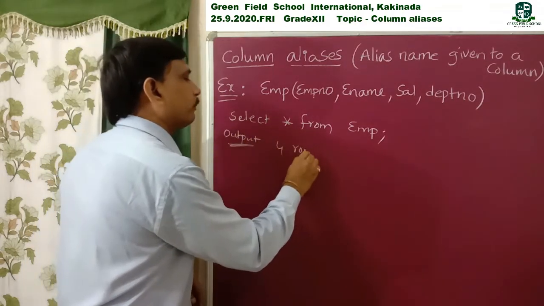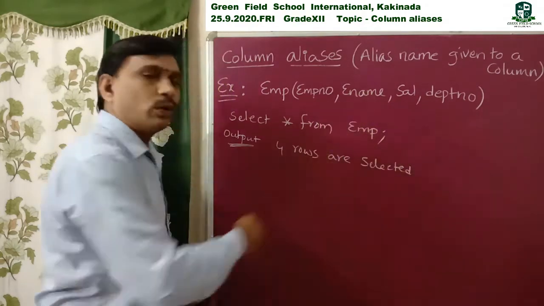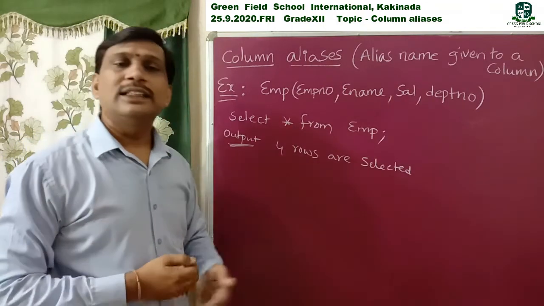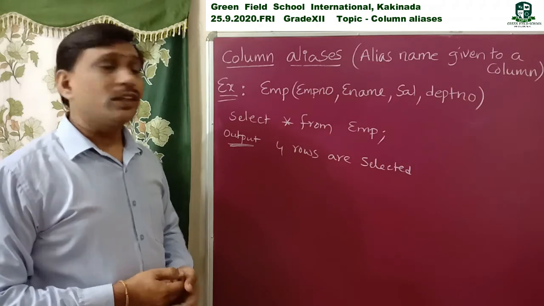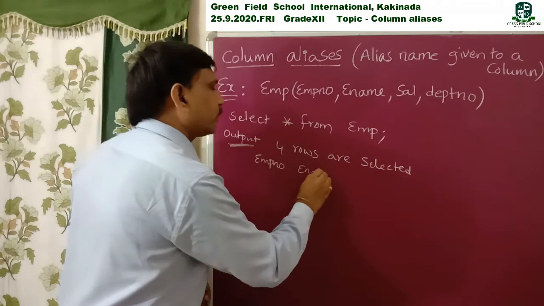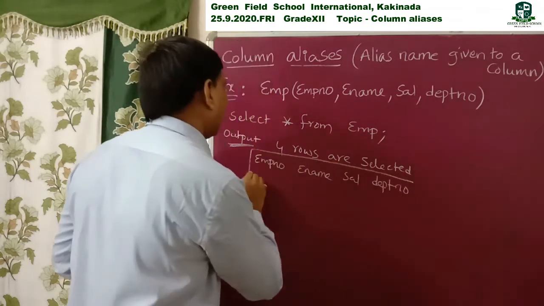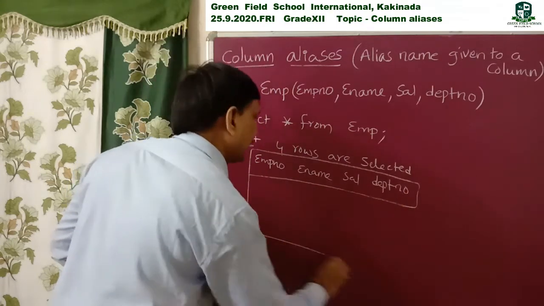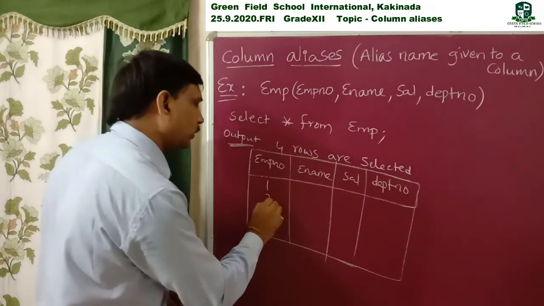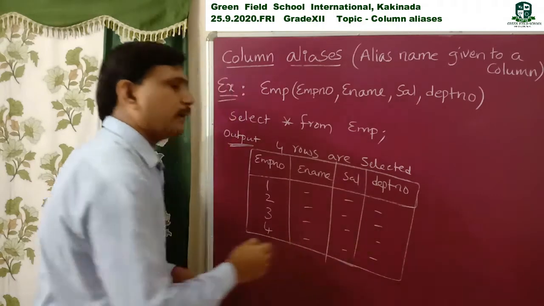4 rows are selected. If this table consists of 4 rows, it displays all the 4 rows and says 4 rows are selected. It displays only EMP number, ename, sal, DEPT number as column names. It displays 4 employees' data, suppose employee number 1, 2, 3, 4. It displays all the data in this table.